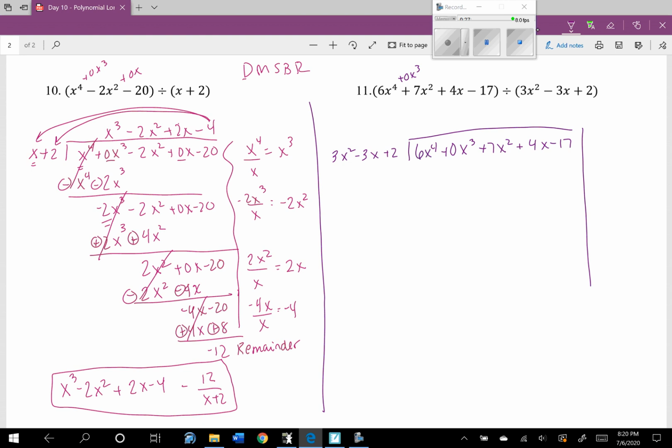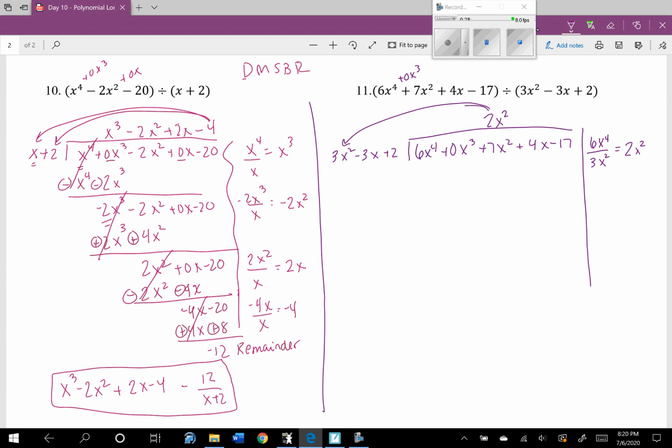So the first thing we want to do is divide. So 6x to the fourth over 3x squared. 6 divided by 3 is 2, and x to the fourth over x squared is x squared. It's quadratic, so that goes above the quadratic terms. 2x squared. M stands for multiply.